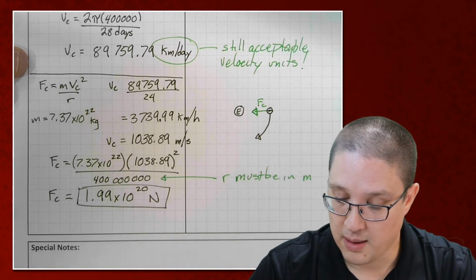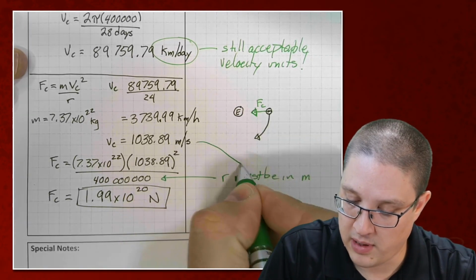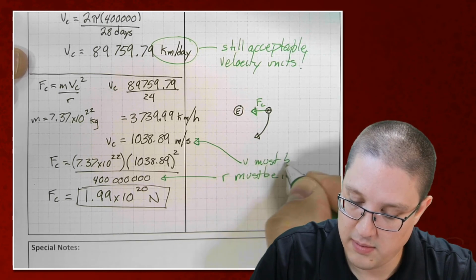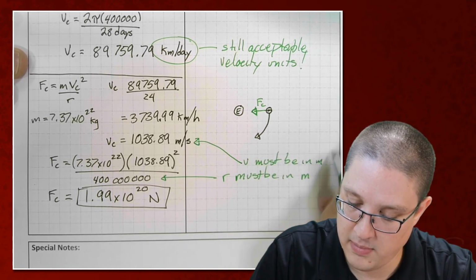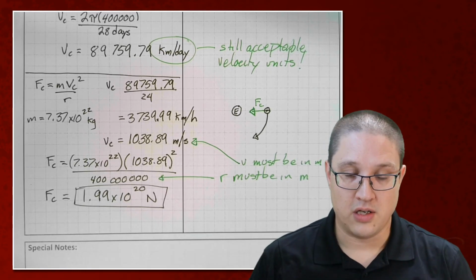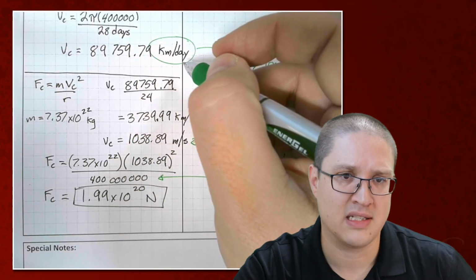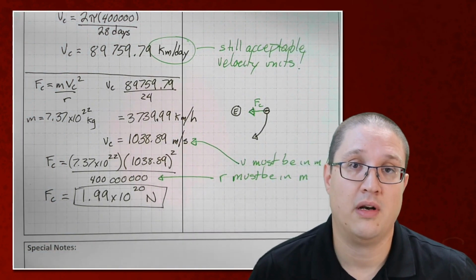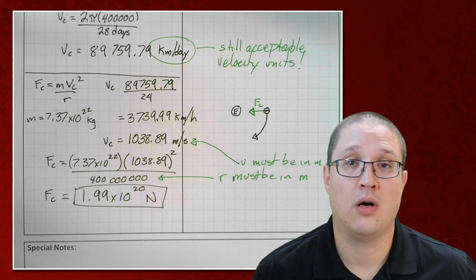A couple things here. Again, remember my velocity must be in meters per second. So you may need to do some unit conversions there, to convert from velocity in this case, kilometers per day, to kilometers per hour, to meters per second. You've got to do a little bit of conversions there, but that is totally doable.